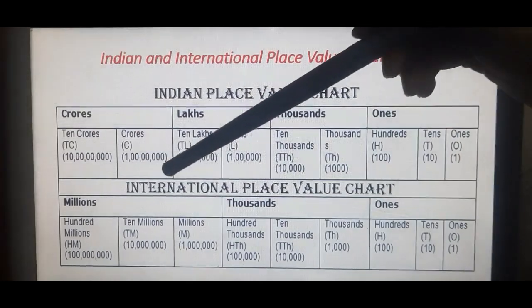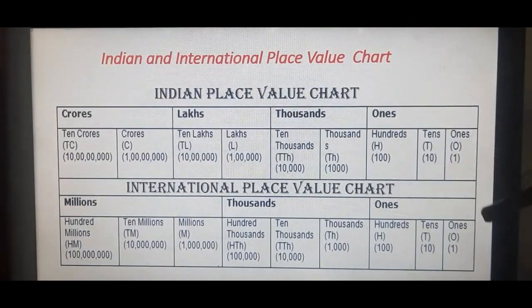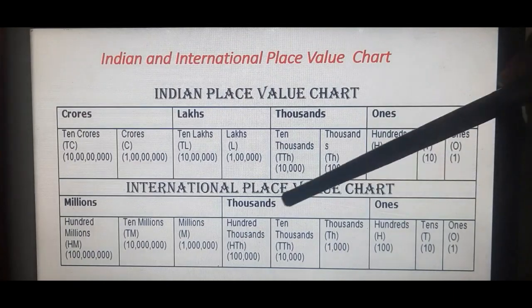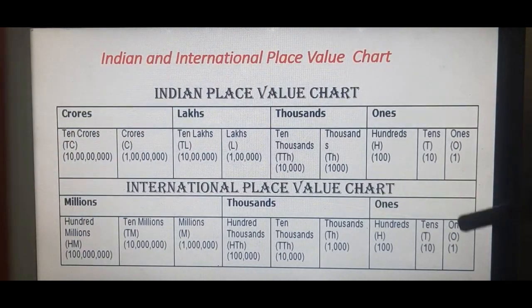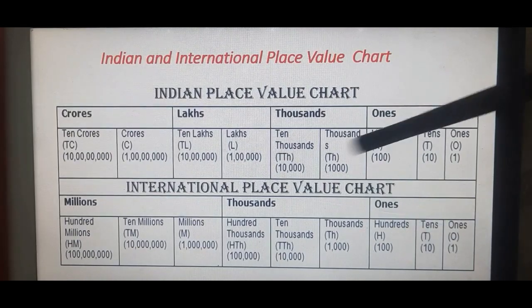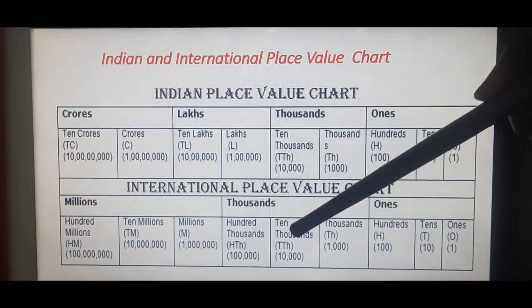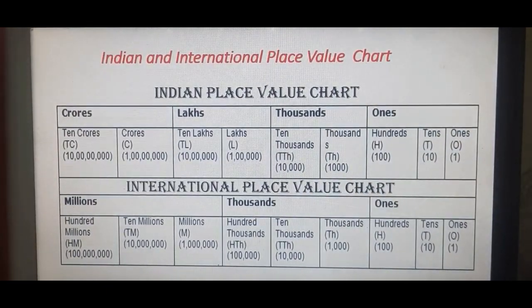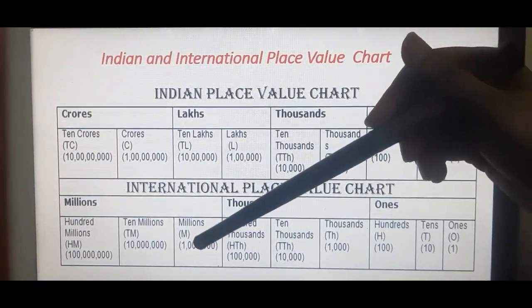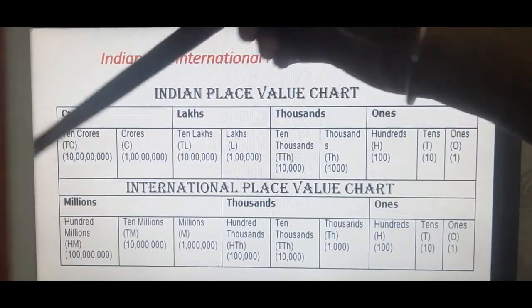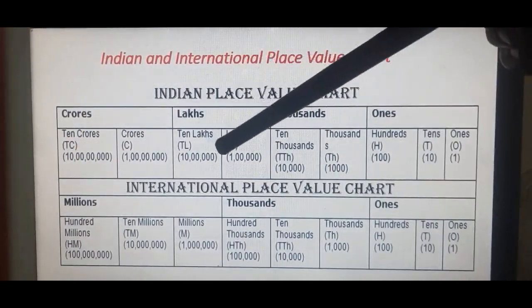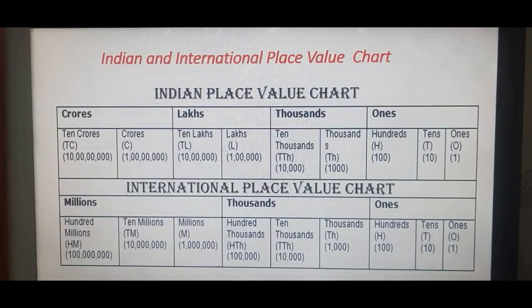Right? And the international place value chart contains ones, thousands and millions periods. After millions there is billions. Places in the ones period are ones, tens and hundreds. Places in the thousands period are thousands, 10,000s and 100,000s. Places in the millions period are millions, 10 millions, 100 millions. And after that billions. Places in the billions period are billions, 10 billions, 100 billions. Right?